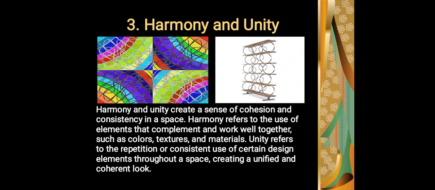So harmony and unity create a sense of cohesion and consistency in a space. Harmony refers to the use of elements that complement and work well together, such as colors, textures, and materials. Unity refers to the repetition or consistent use of certain design elements throughout a space, creating a unified and coherent look. So, as you can see in the picture, it emphasizes the colors, the textures, and materials. That is the harmony. So unity throughout a space, creating a coherent look.